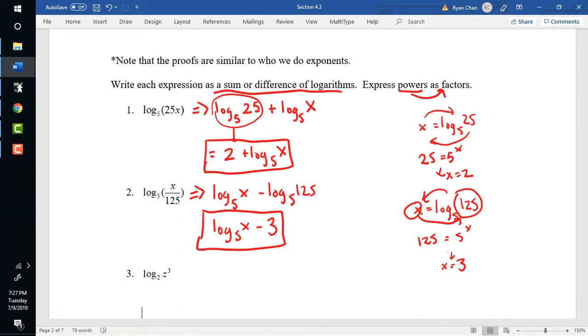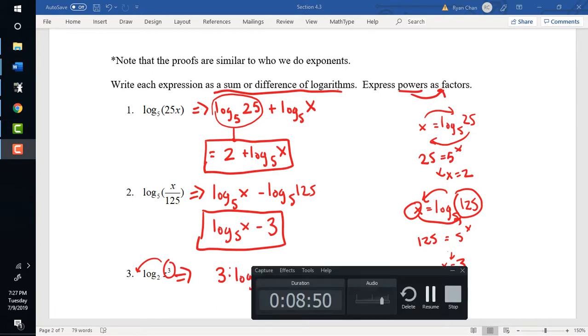Now let's take a look at number 3 here. So what I'm going to do is, remember, if I have a power, I can write it as a factor. So notice I have z raised to the third. That's a power rule. So that means if I want to go backwards, I'm going to take this 3 and move it to the front. So it's going to look like this: 3 times log base 2 of z.